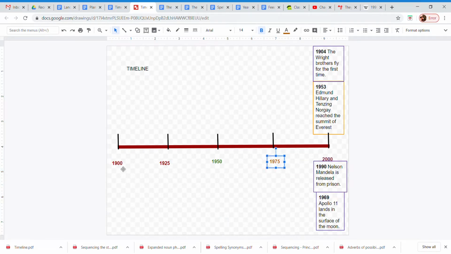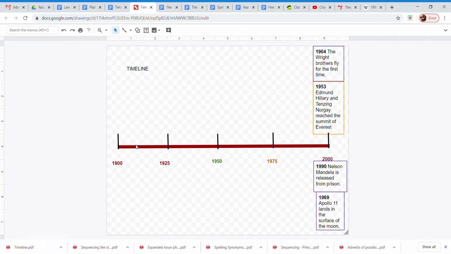So now we have a few dates to help the reader and to help me find out where to put my events on my timeline. So events that came earlier are going to start on the left side. Events that happened closer to today are going to be on the right side.